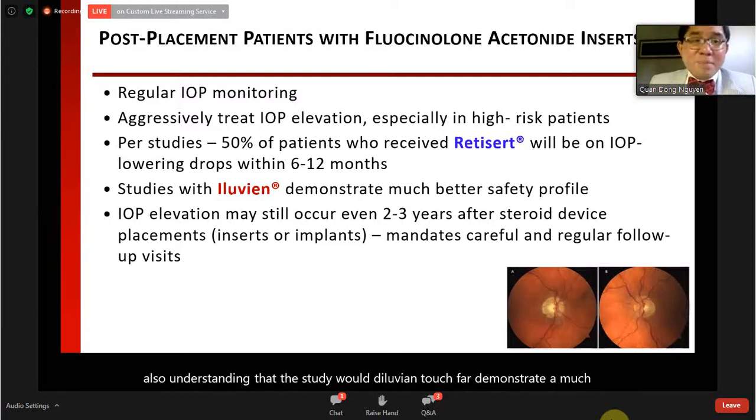The IOP elevation may still occur 2 to 3 years after the steroid device, and so therefore, as a last sentence, please do not forget about this patient and the intraocular pressure, because we want to save the vision from uveitis and also from any potential problem with ocular hypertension and glaucoma. And with that, I thank you for your attention.